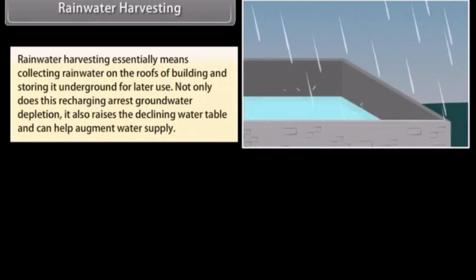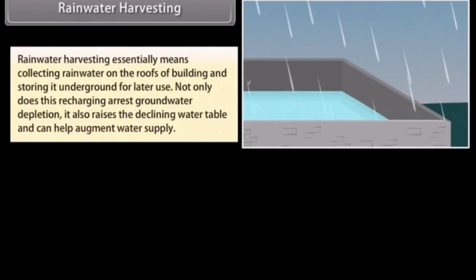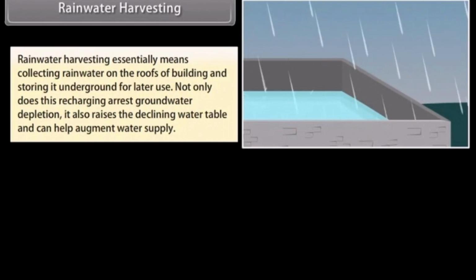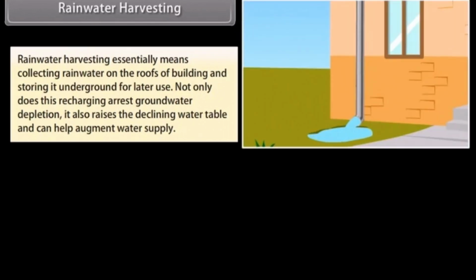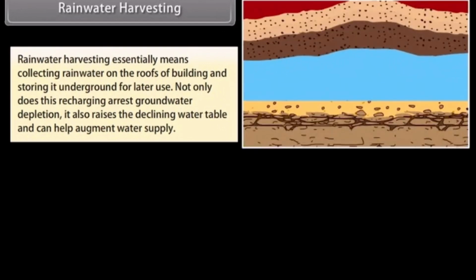Rainwater harvesting essentially means collecting rainwater on the roofs of buildings and storing it underground for later use. Not only does this recharging arrest groundwater depletion, it also raises the declining water table and can help augment water supply.